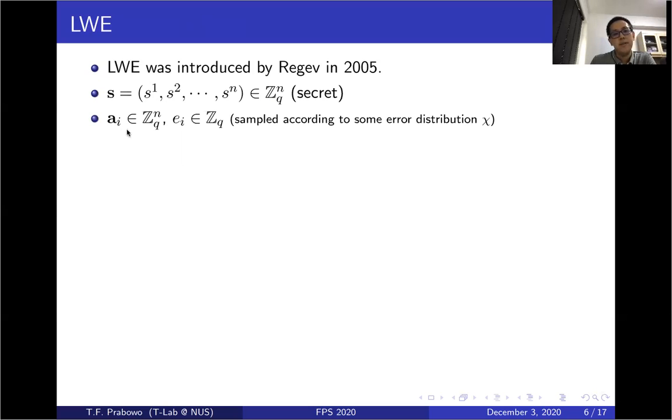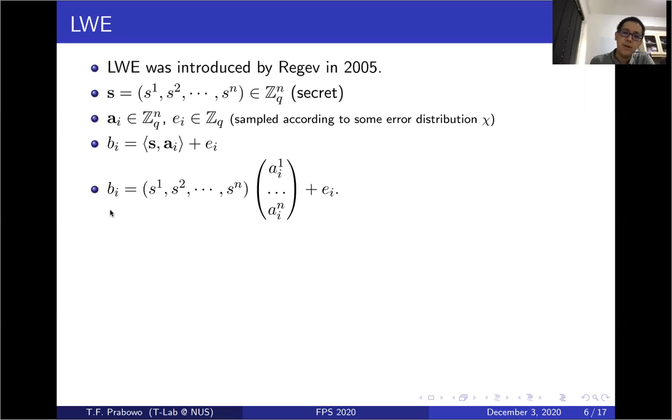And then we have A_i. A_i is similar to S, a vector with n coordinates, and e_i is an integer modulo q. e_i is sometimes thought of as an error. So then we define b_i to be the dot product of S and A_i, and then you add e_i. You can write it in matrix notation. This is S, and this is A_i transpose. So the dot product is just s_1 times a_i1 plus s_2 times a_i2, and so on until s_n times a_in.